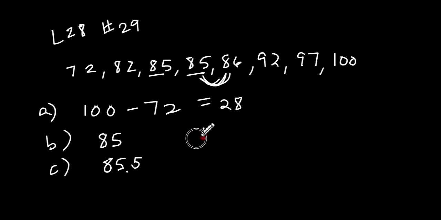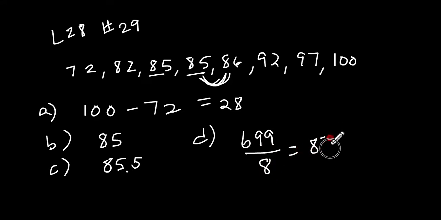And then the one that takes the most work: you're going to add up all these numbers. When you add them up, you get 699. You divide by the total number of numbers, which is 8, and you're going to get 87.375. So we have the range, the mode, the median, and the mean. All right, next one.